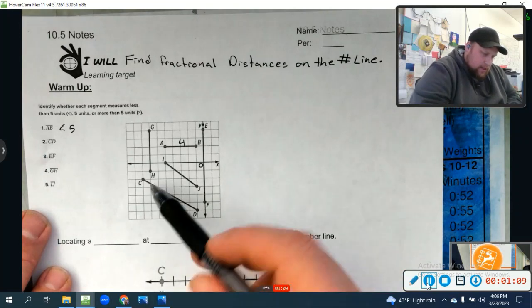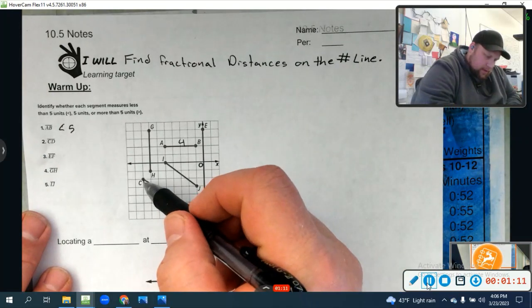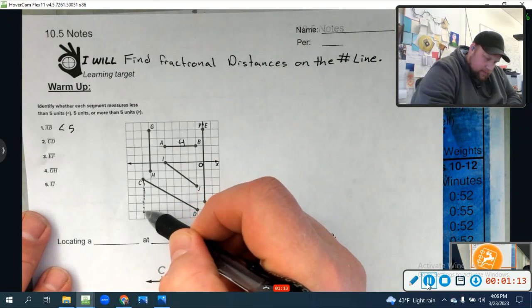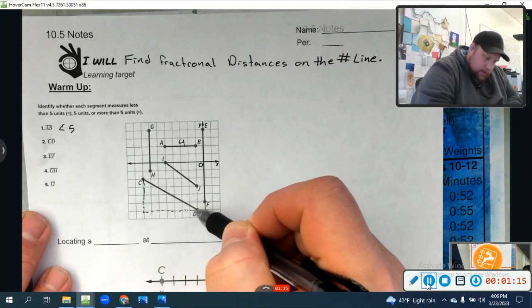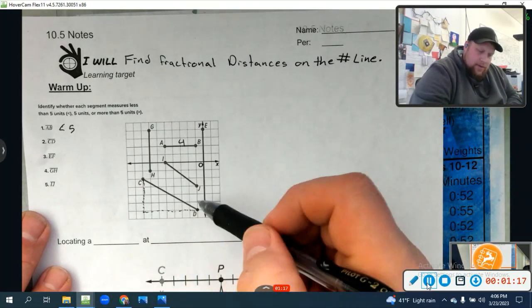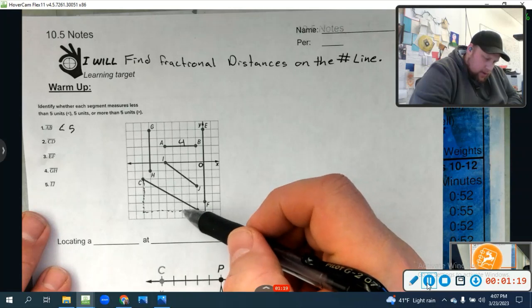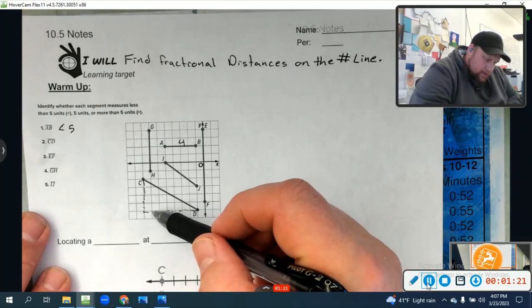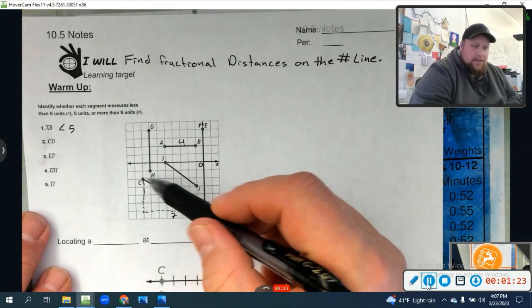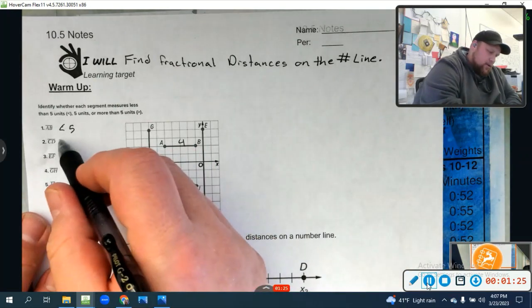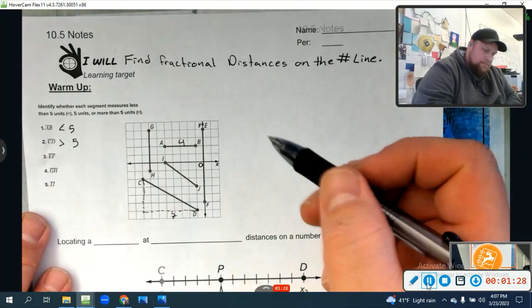CD, where are you at? CD right here. For this I'm going to look at the triangle. Create a right triangle here. The hypotenuse is the longest side, and this leg alone is 1, 2, 3, 4, 5, 6, 7. If that's 7, guys, the diagonal's longer. CD is greater than 5 units.